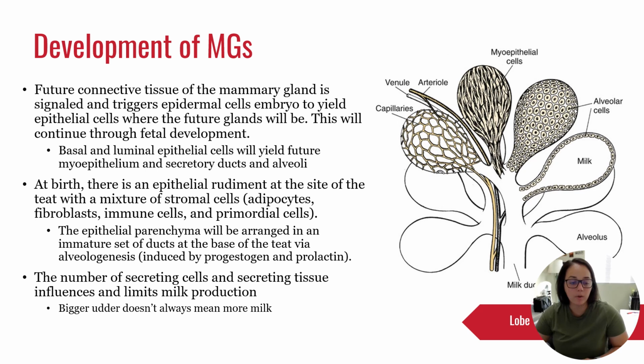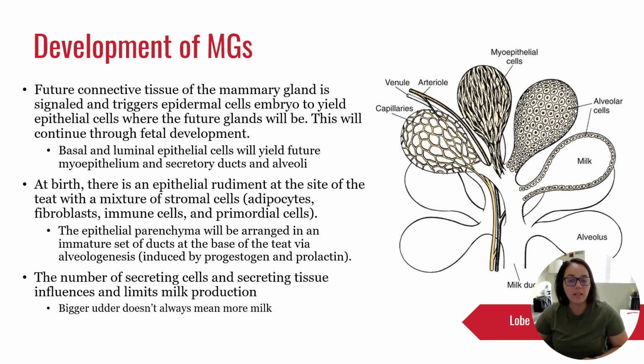And so that process, if we break down the word, is basically just the development of those alveoli that we'll later talk about and are pretty critical in the process of milk synthesis and production. And so that alveologenesis is induced by progesterone and prolactin.